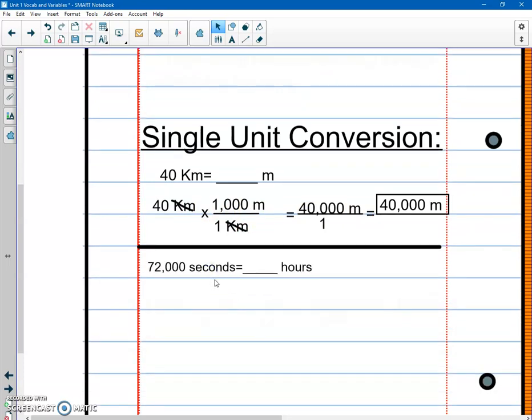We have 72,000 seconds equals how many hours? Okay, so this is kind of a multi-step conversion here, because between seconds and hours we have minutes, right? So let's start with 72,000 seconds, and we're going to multiply that by 1 minute over 60 seconds. Okay, so if we do that, we'll be able to cancel out our seconds because we have seconds on top and seconds on bottom.